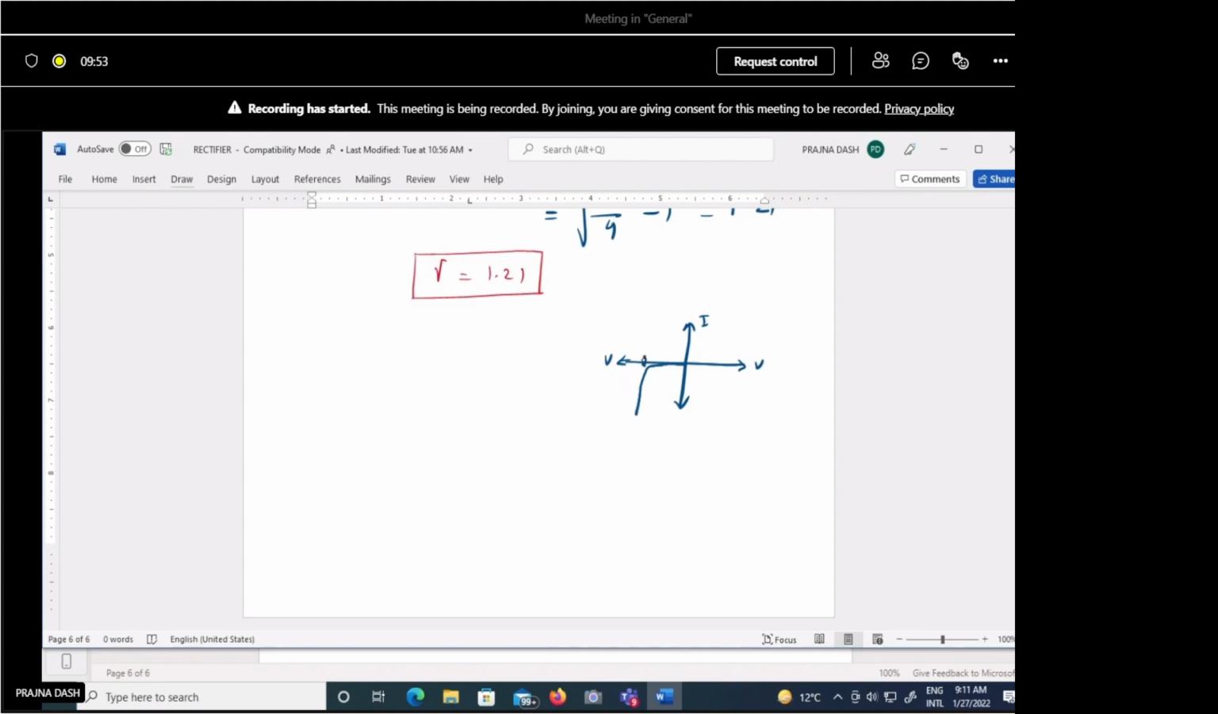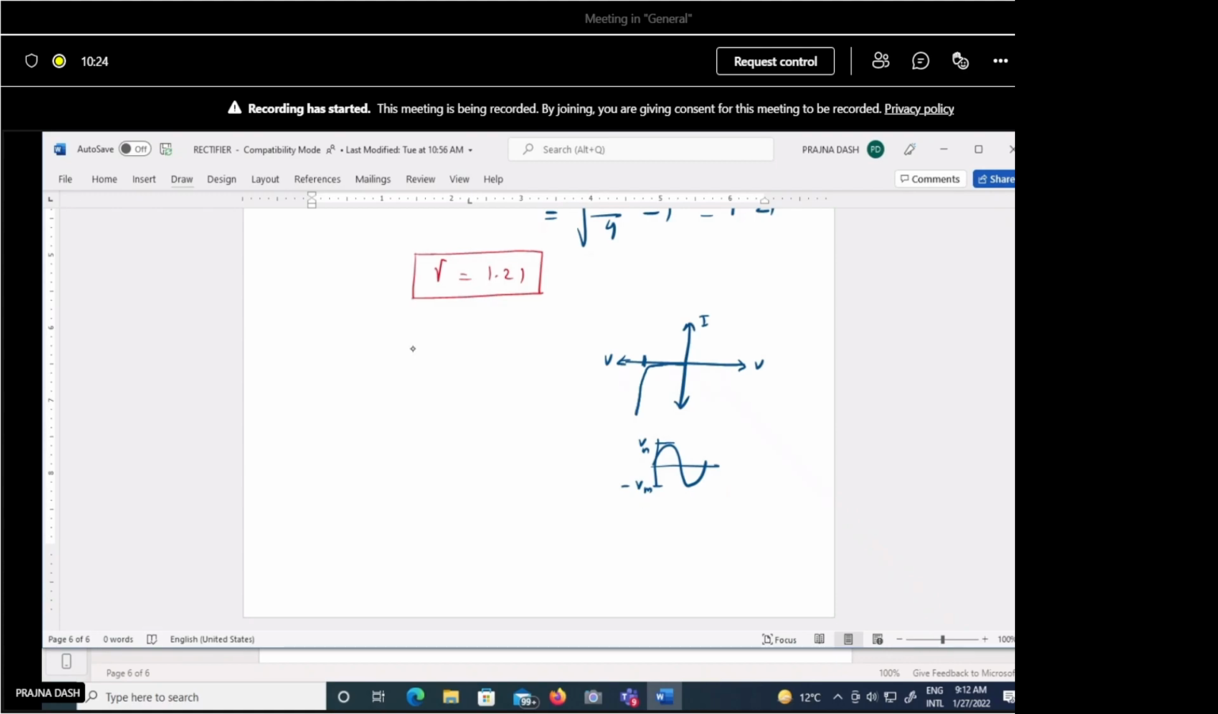When we apply the input signal, it is plus Vm and minus Vm, so it is an alternating voltage. If you don't know the maximum limit of that diode and you apply a higher voltage, if this Vm value is very high, the diode gets damaged. So the PIV rating of the diode should be known.